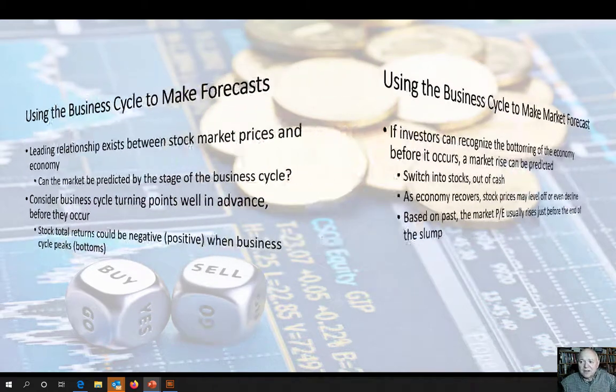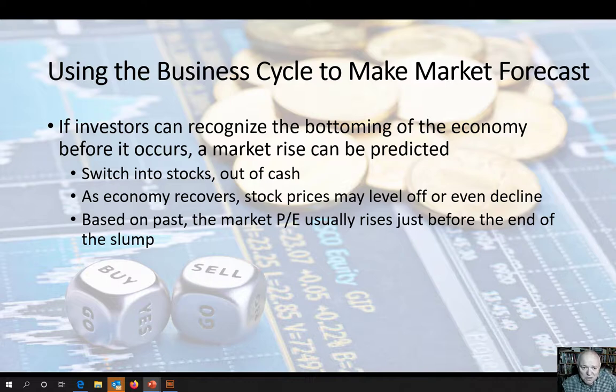If you can recognize the bottoming of the economy before it occurs and a market rise is predicted, you would switch into stocks and out of cash. As the economy recovers, stock prices are going to rise, perhaps level off, and then eventually decline. Based on the past, the market price earnings multiple rises just before the end of a slump.